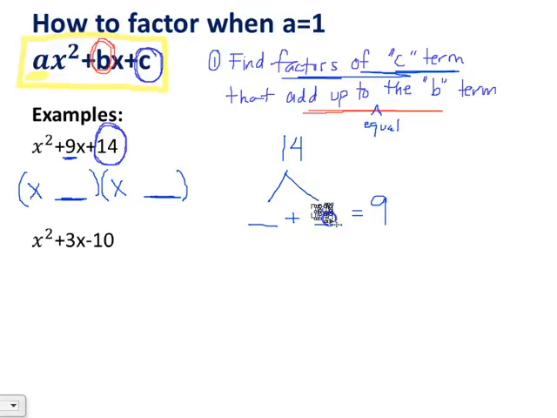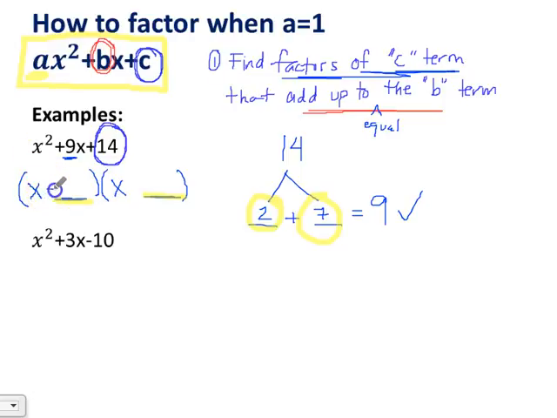So let's try some other factors. What are some other factors of 14? What times what would give us 14? That's what I mean when I say factors. So 2 and 7. 2 times 7 is 14. Now, according to our pattern, we need to add those two numbers, and they should equal the middle term, which was 9. Does it? It sure does. 2 plus 7 equals 9. So these two numbers are the numbers that are going to go here and here.